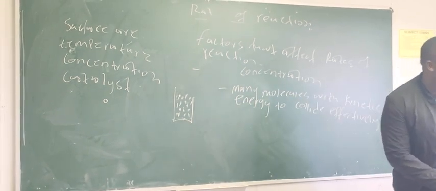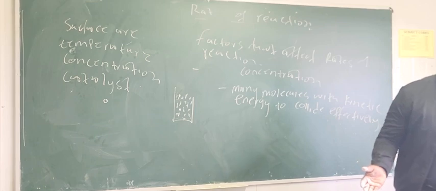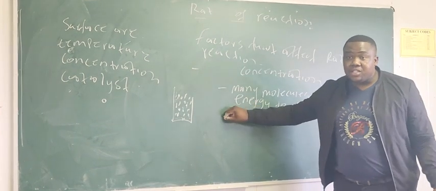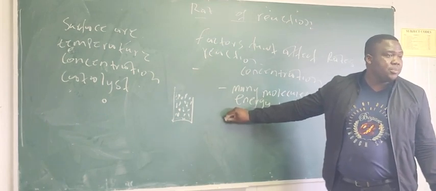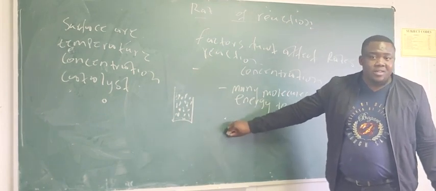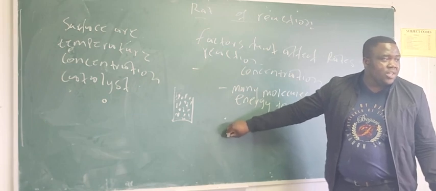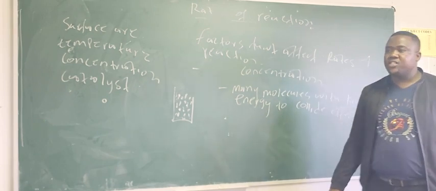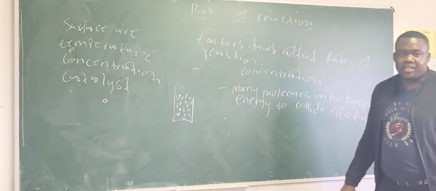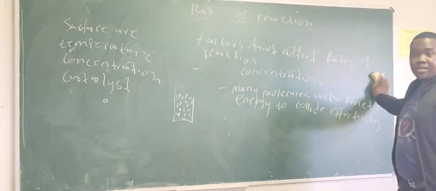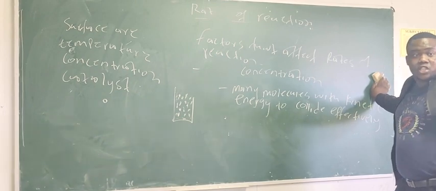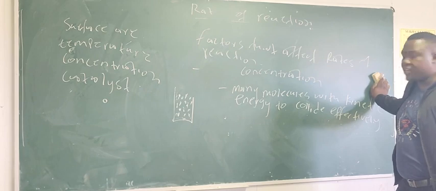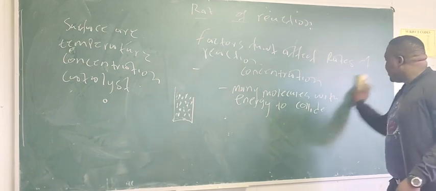When the molecules are few, it means I've decreased the molecules. Do you understand how it affects the rate of reaction? Yes. Then the point that will come here: more effective collisions per unit time, and many molecules with kinetic energy greater than activation energy. Alright? Yes. And concentration, when you get more molecules, you increase the chance of collisions.